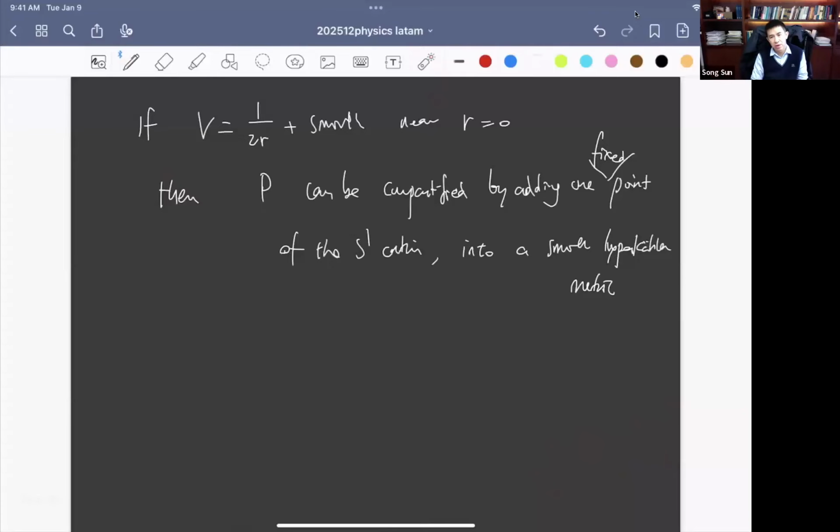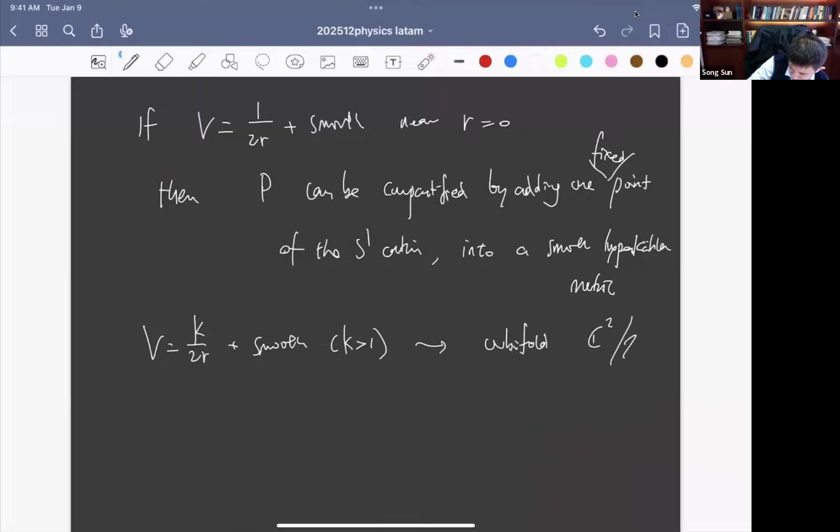So this is the local model, and if V behaves like K over 2r plus smooth, and K is bigger than 1, then what we get is an orbifold of type C2 mod Z_K. So this is the model, and once you have this, we still haven't written a new metric. It's just the flat metric, right? Now that's the next one.